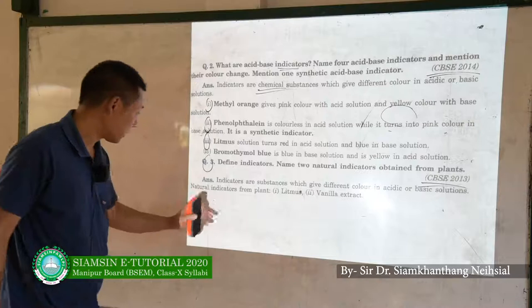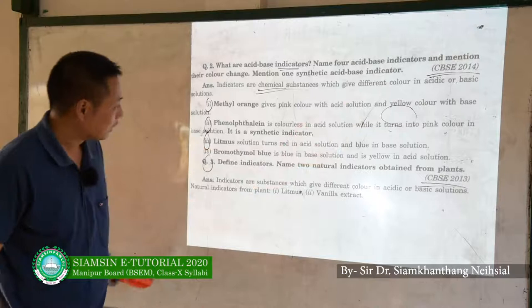Indicators are substances which give different color in acid or basic medium. Examples are litmus, vanilla extract.